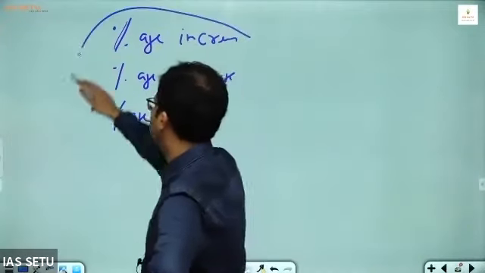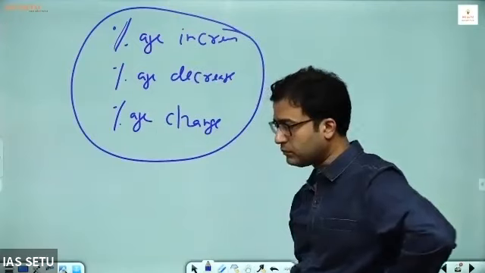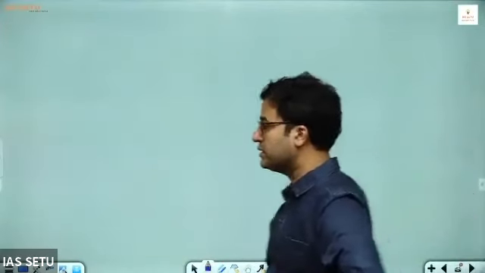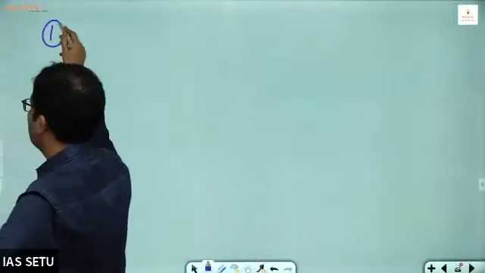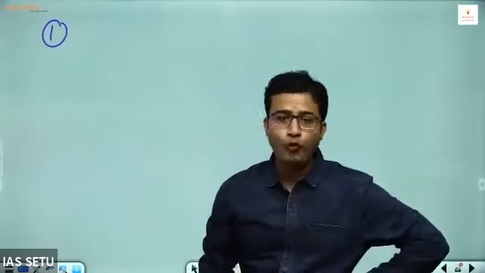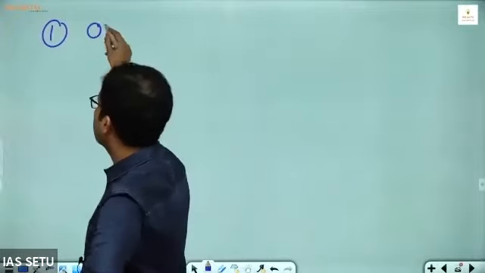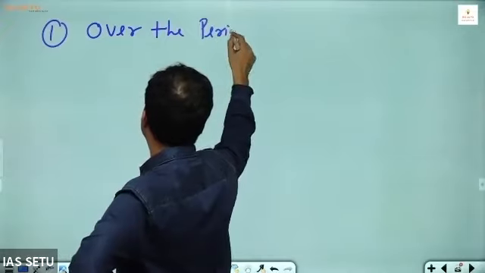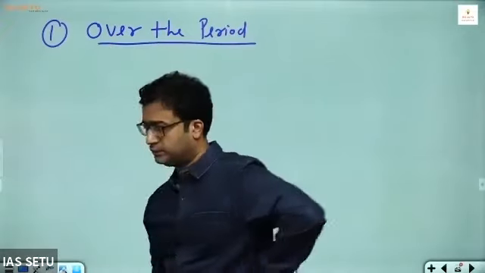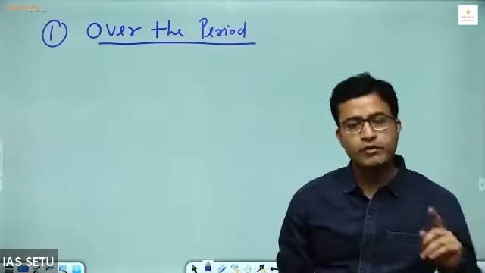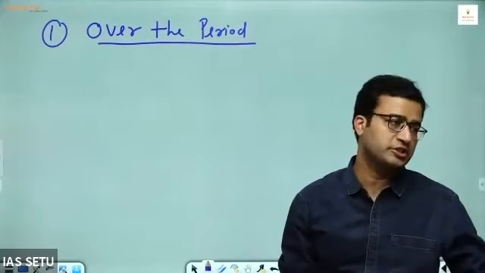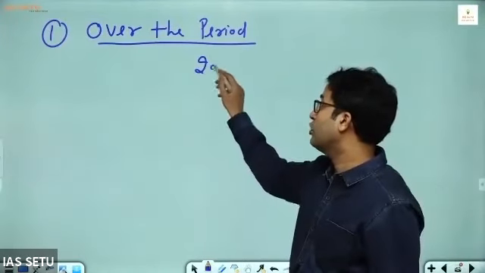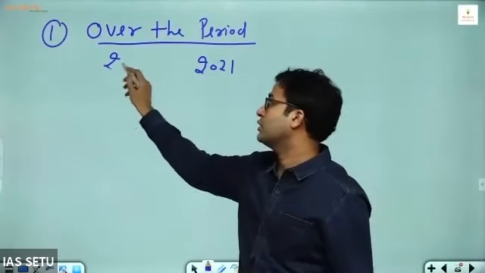उसके बाद कुछ. First is over the period. We have to find percentage increase, decrease, percentage change. First is when it is over the period. 2021, 2020.